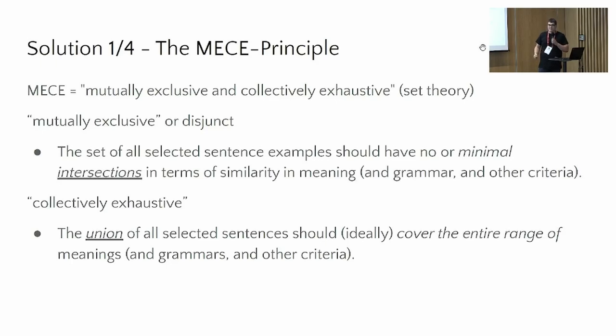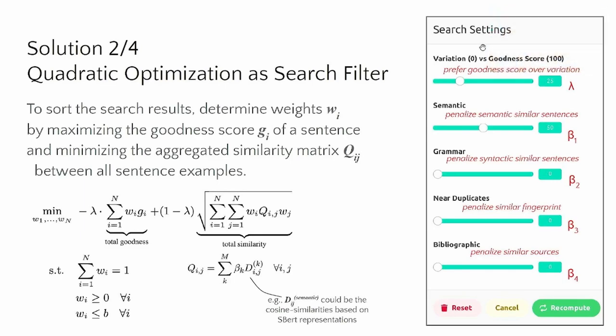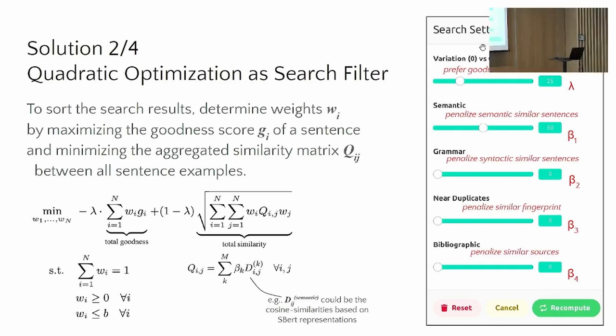How can we model this in an algorithm? Attention, now we have math. We can model it as an optimization problem. First we can use something like GDEX, and the target would be to maximize the total goodness by solving for W. Minus minimization is maximization. However, at the same time, we want to minimize the similarity between the examples.